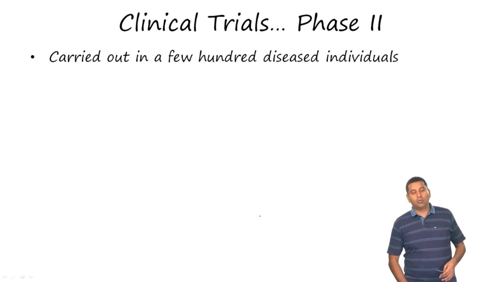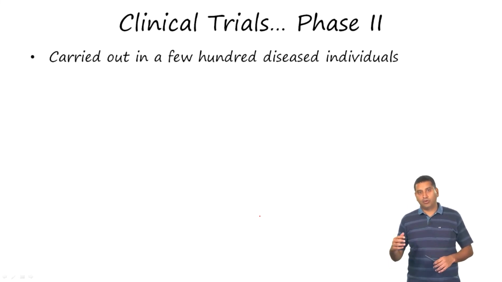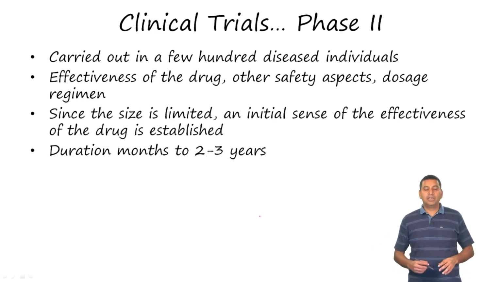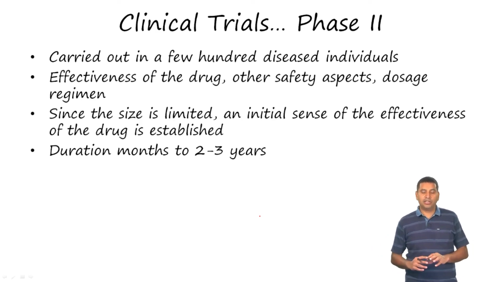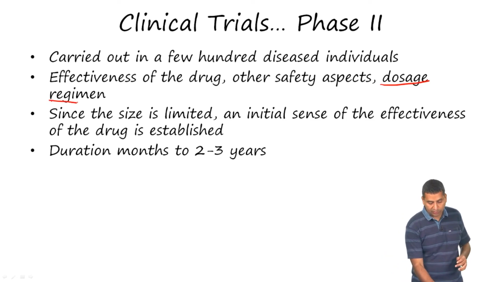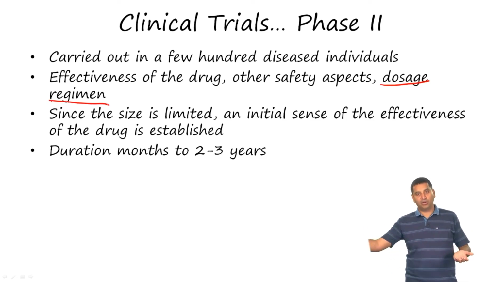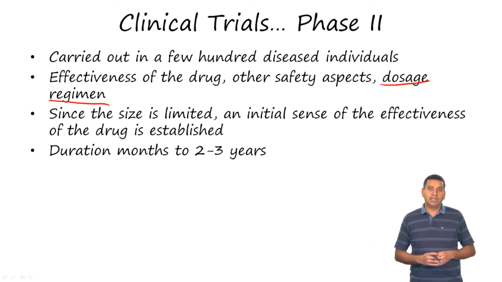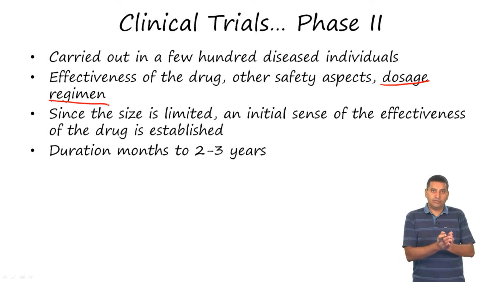In phase 2, we look for people who have a disease, typically patients, who are tested with this compound. Here the effectiveness of the drug is what is important and it is studied. They find out the dosage regimen, whether we should give it once a day, twice a day or once in 2 days and so on. Other safety aspects of the drug are also studied, but the focus of the study is to find out whether the drug is efficacious or not.